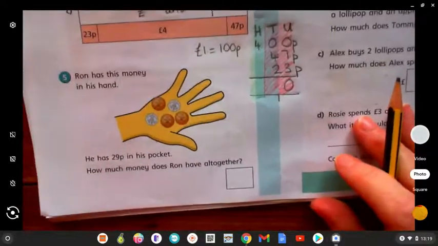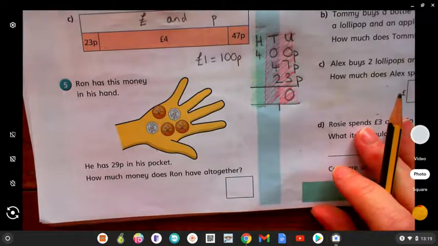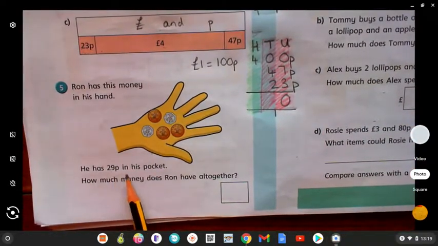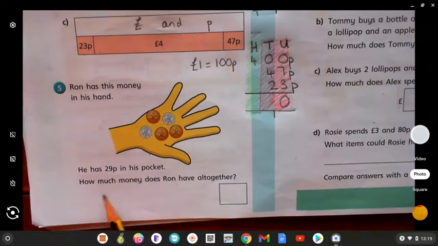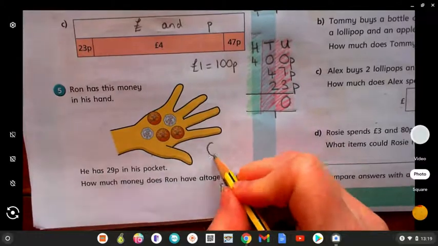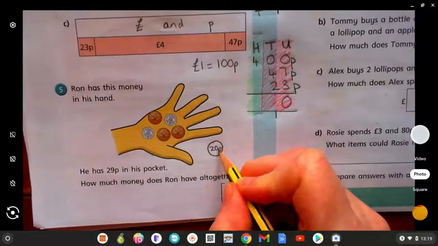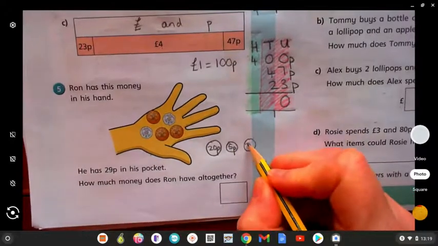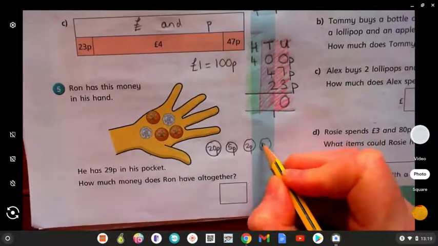Then for this one here, Ron has money in his hand. He has 29p in his pocket as well. How much money does Ron have altogether? Well, I would simply draw in 29p. Okay, so I might have a 2p and a 2p.